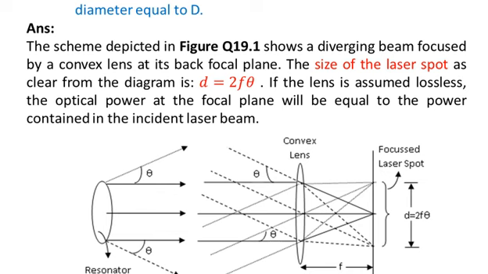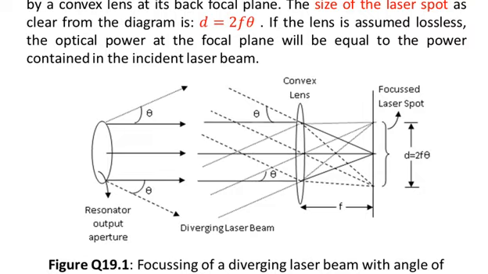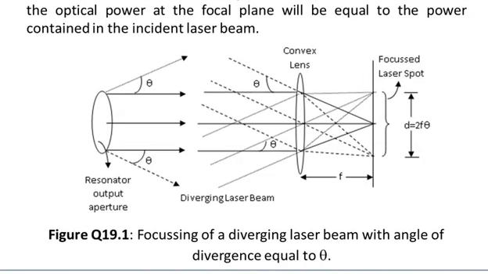The size of the laser spot, as clear from the diagram, is d equal to 2f into theta. If the lens is assumed lossless, the optical power at the focal plane will be equal to the power contained in the incident laser beam. So let me explain the diagram.